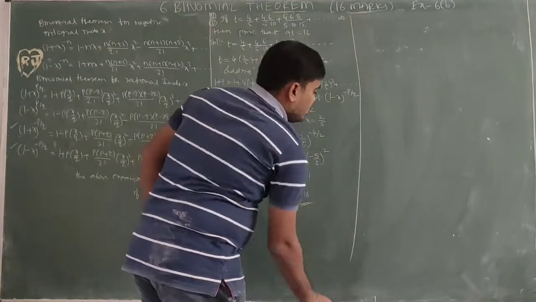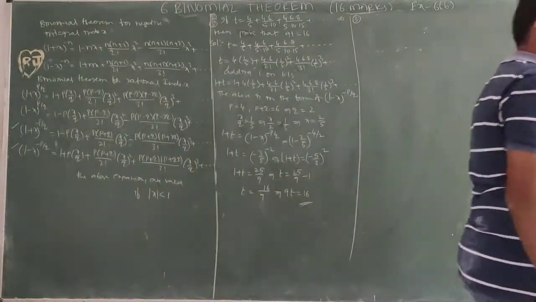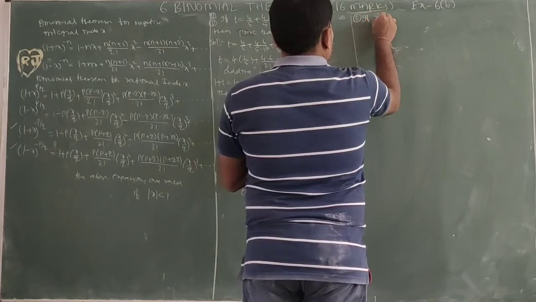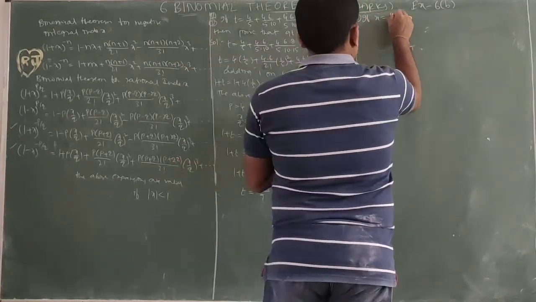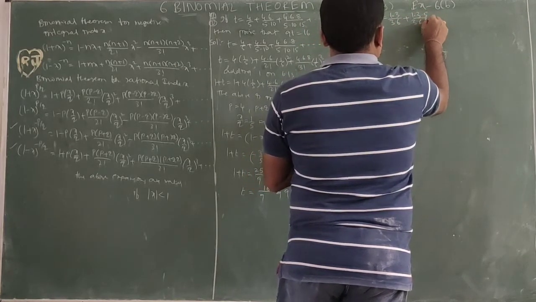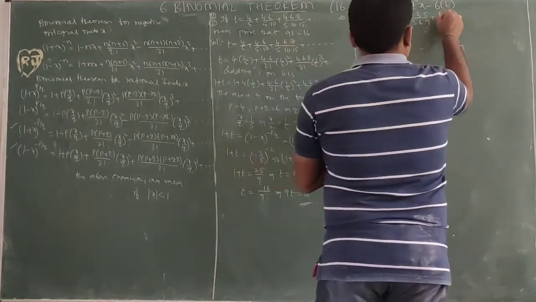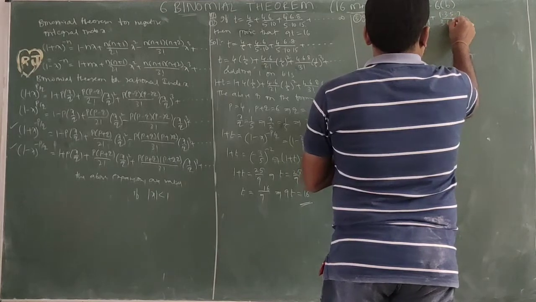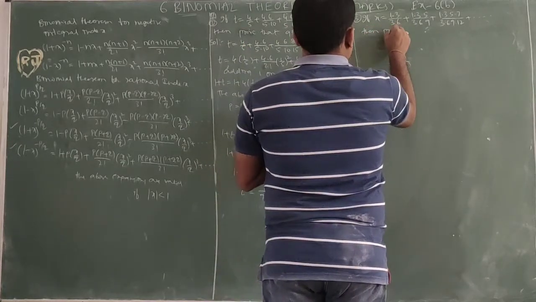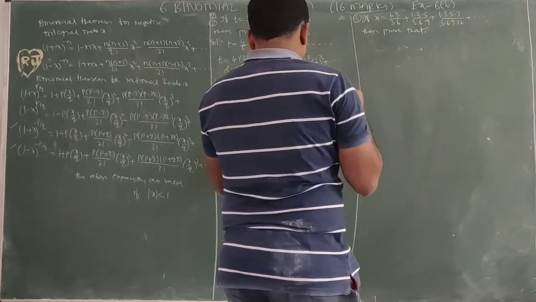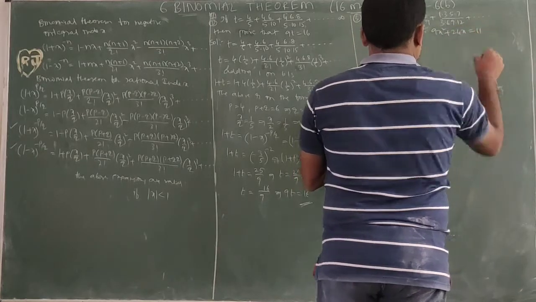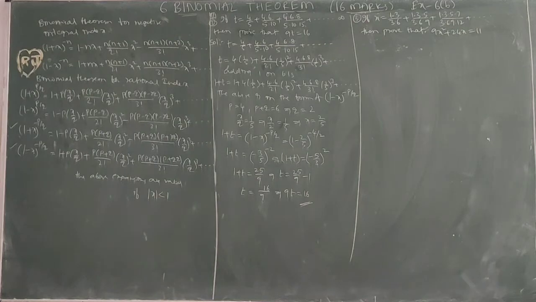So next one. Question number 3. The third question is, if x equal to (1 into 3) by (3 into 6) plus (1 into 3 into 5) by (3 into 6 into 9) plus (1 into 3 into 5 into 7) by (3 into 6 into 9 into 12) plus up to so on, then prove that 9x square plus 24x equal to 11.